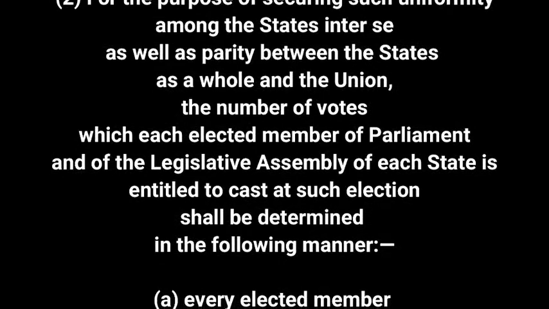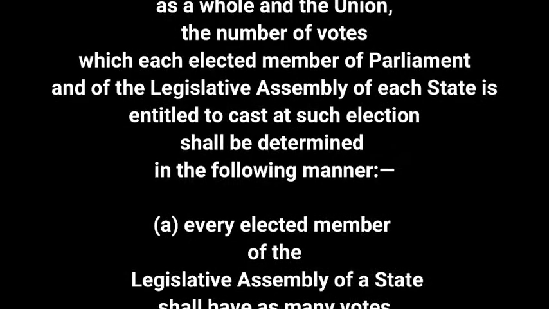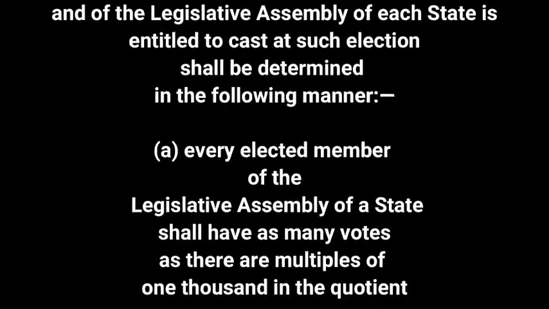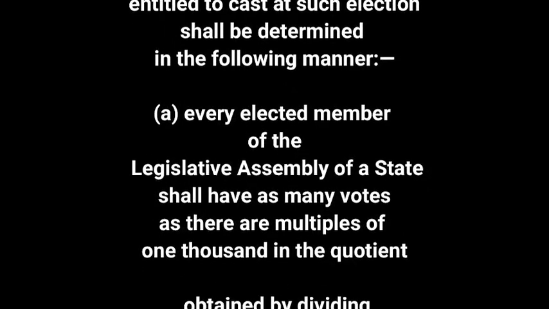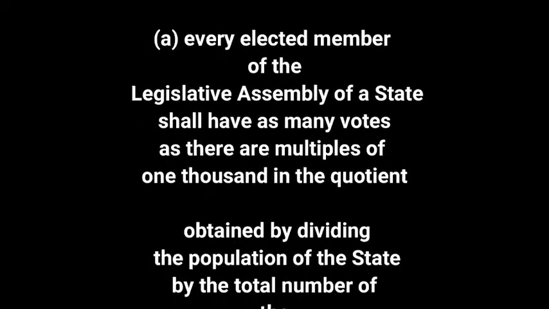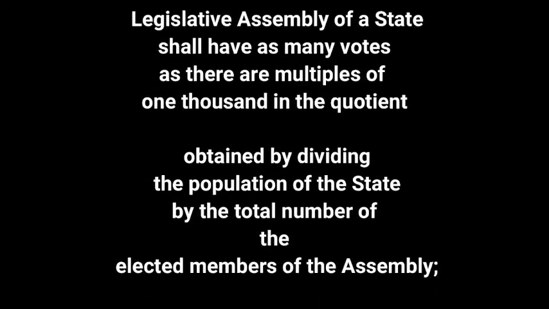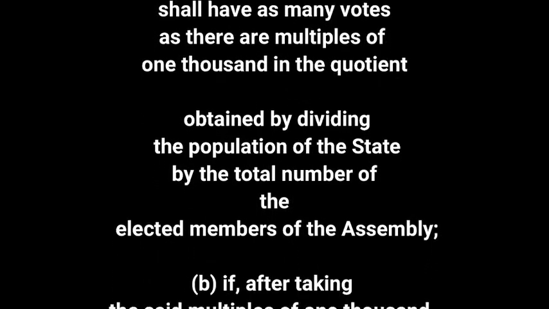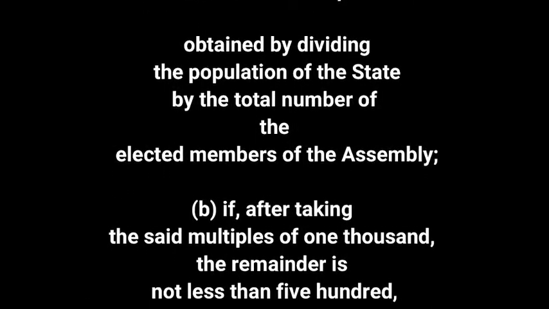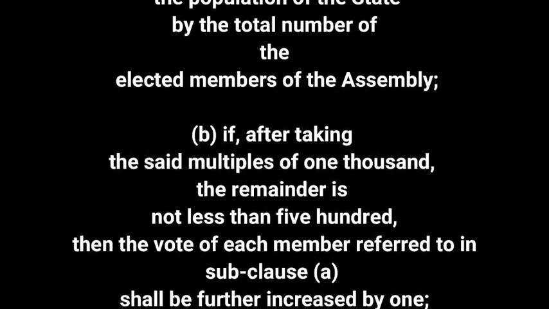the number of votes which each elected member of Parliament and of the Legislative Assembly of each state is entitled to cast at such election shall be determined in the following manner. a. Every elected member of the Legislative Assembly of a state shall have as many votes as there are multiples of 1,000 in the quotient obtained by dividing the population of the state by the total number of the elected members of the Assembly.